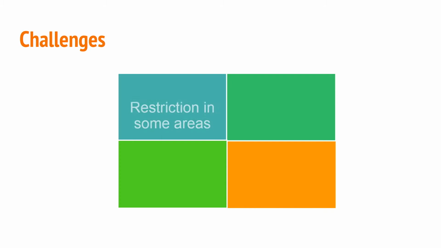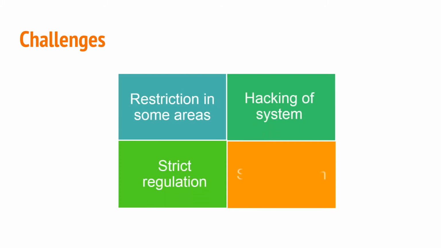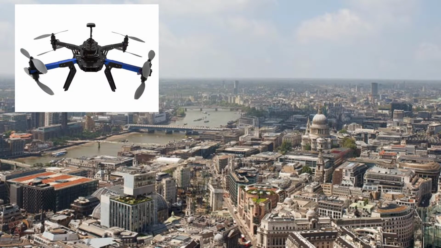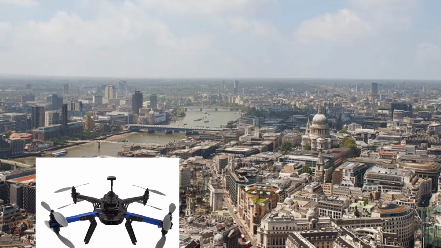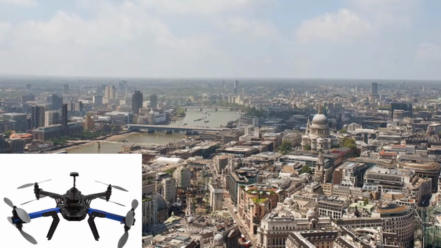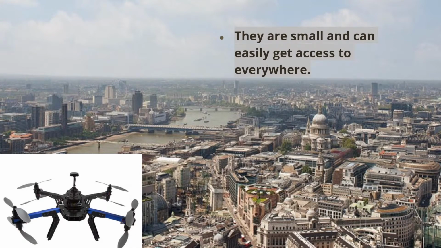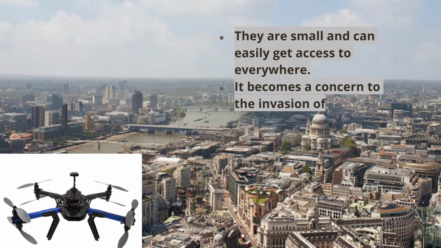Next, I'm going to talk about the challenges of using drones. Before I begin, we need to first realize one special issue about drones. Drones are small in size and they can get access to different places easily without being noticed. Therefore, it raised the concern about this invasion to privacy.